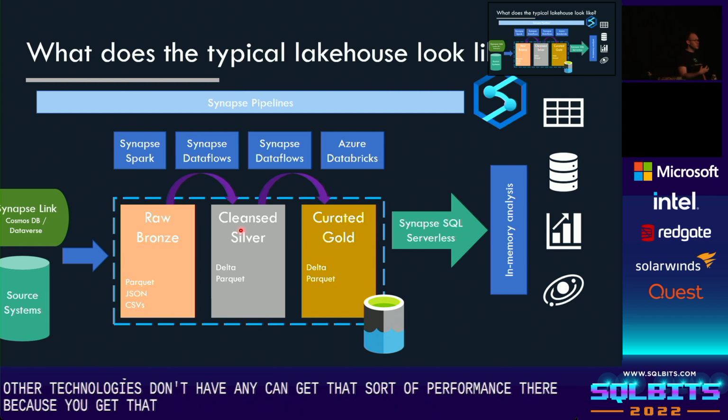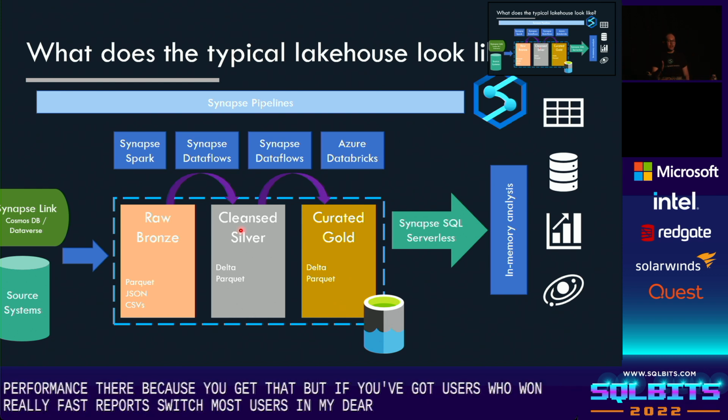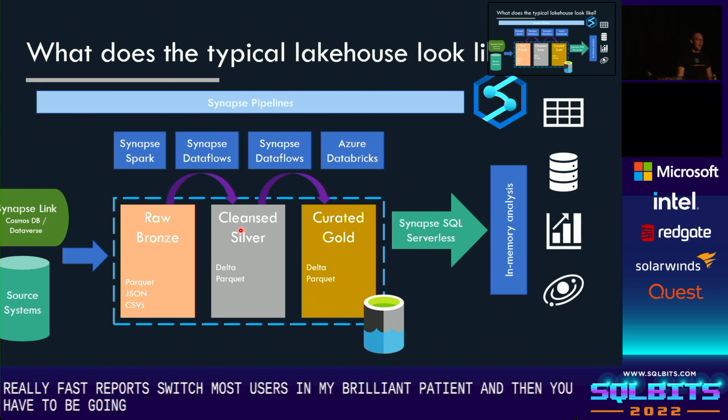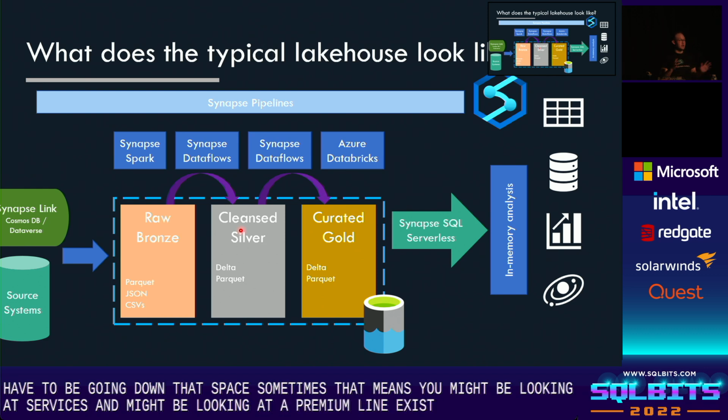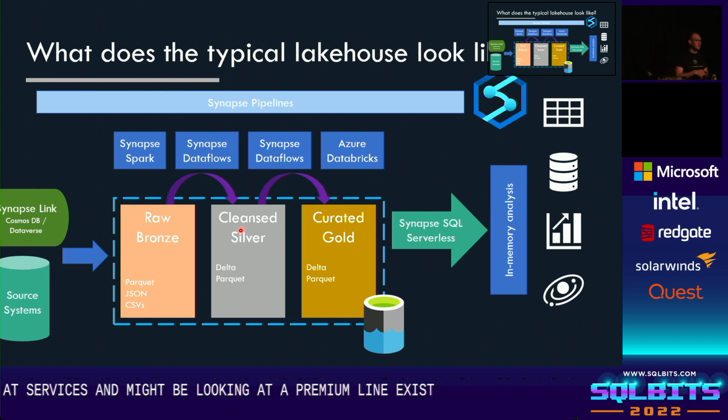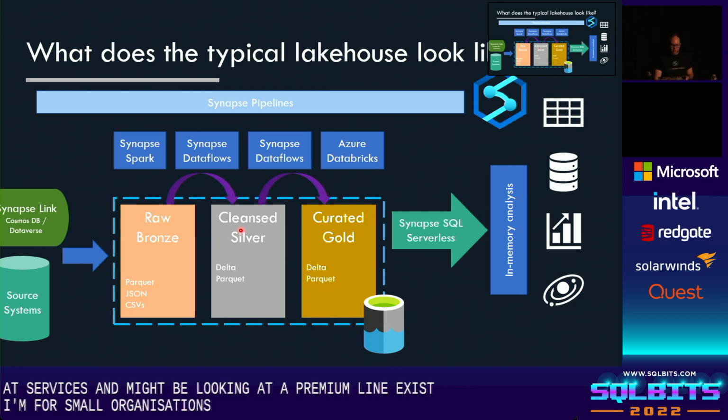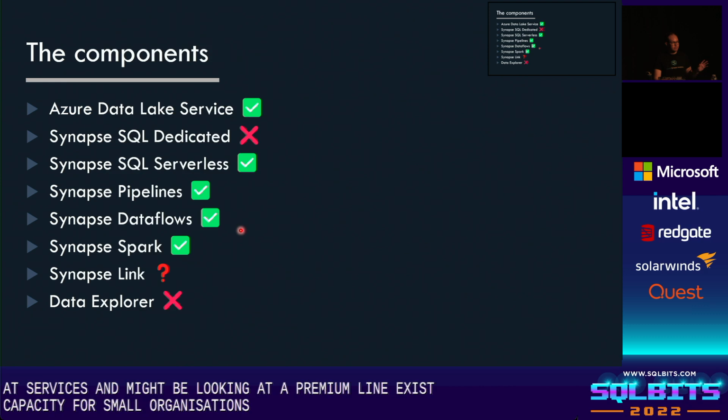But if you've got users who want really fast reports, which most users, in my view, are pretty impatient, then you have to be going down that space. Now, sometimes that means you might be looking at Azure Analysis Services. You might be looking at Power BI Premium. Keep in mind, Premium per user exists. Premium per user is pretty cost effective, so you're not just talking about premium per capacity for smaller organizations. So hopefully that so far makes sense.